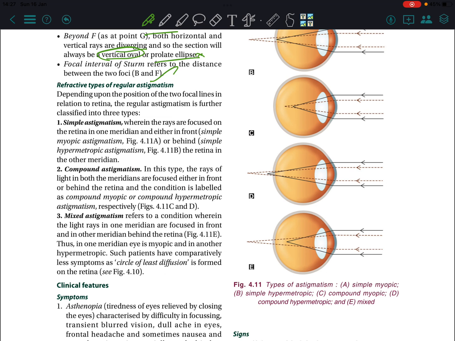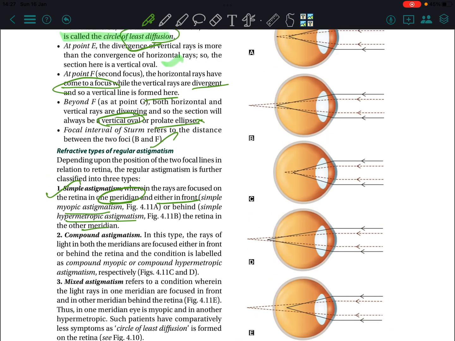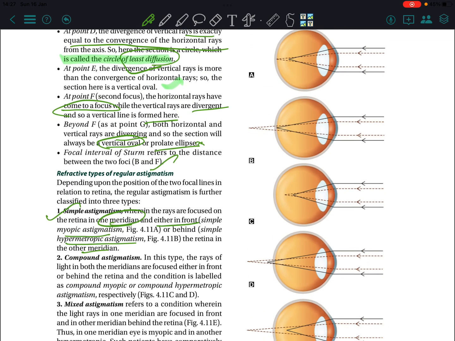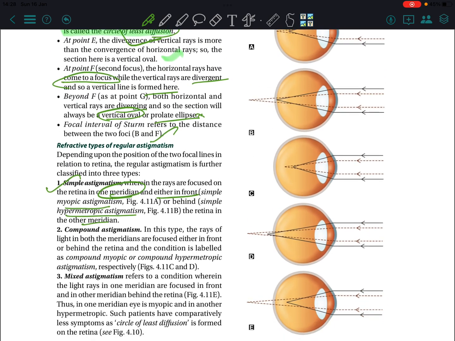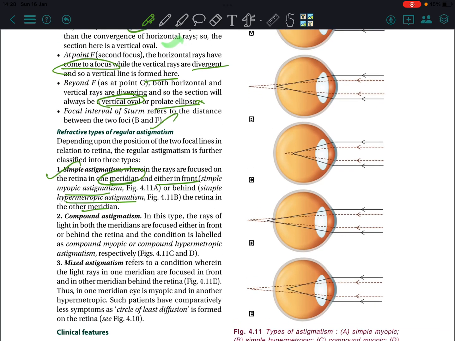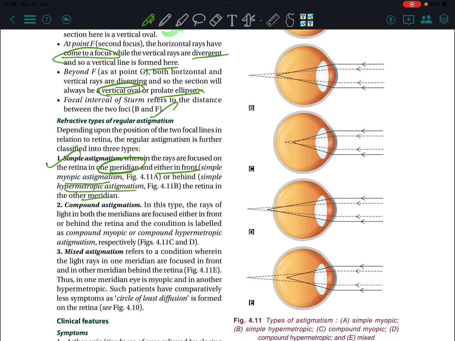Refractive types of regular astigmatism: simple astigmatism, wherein rays are focused on the retina in one meridian and either in front, simple myopic astigmatism, or behind, simple hypermetropic astigmatism, the retina in the other meridian. Compound astigmatism: in this type, the rays of light in both meridians are focused either in front of or behind the retina, and the conditions are labeled compound myopic or compound hypermetropic astigmatism, C and D.